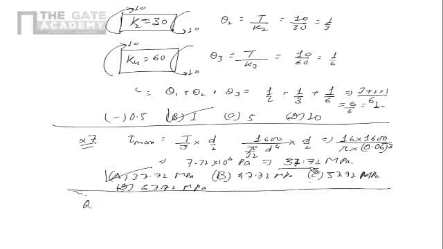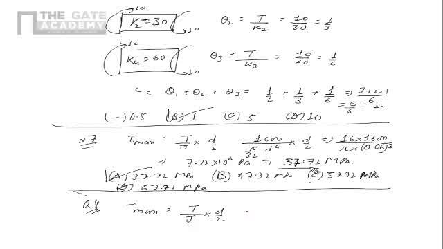Now let's see question number 8. Question number 8 is: the maximum shear stress developed on the surface of a solid circular shaft under pure torsion is 240 MPa. If the shaft diameter is doubled, then the maximum shear stress developed corresponding to the same torque will be. Now the torque remains same. Now tau max, the maximum shear stress, is T upon J into D by 2.